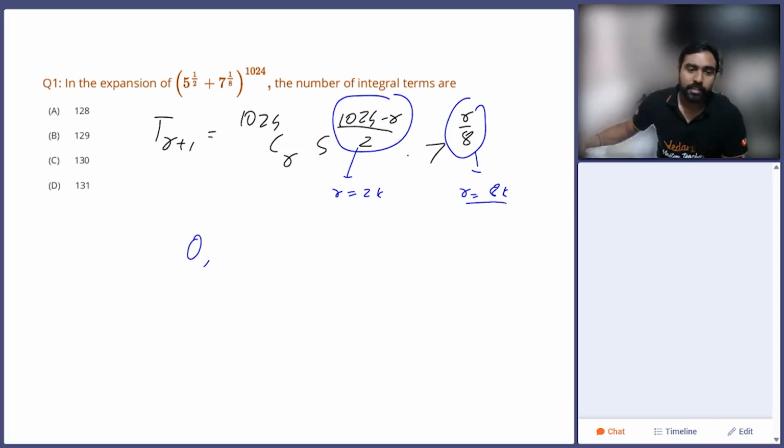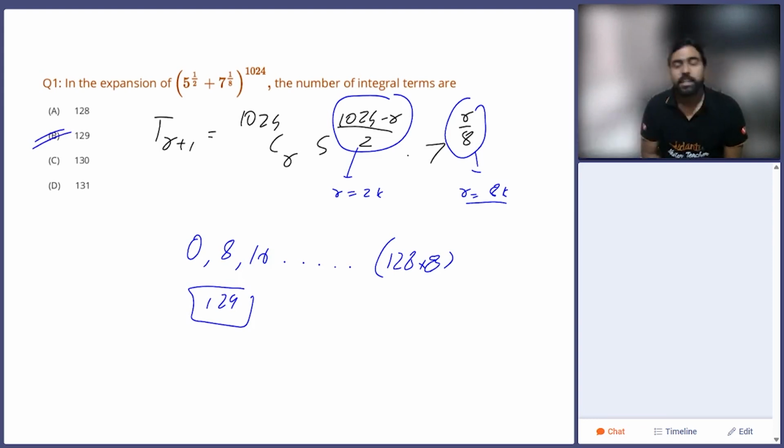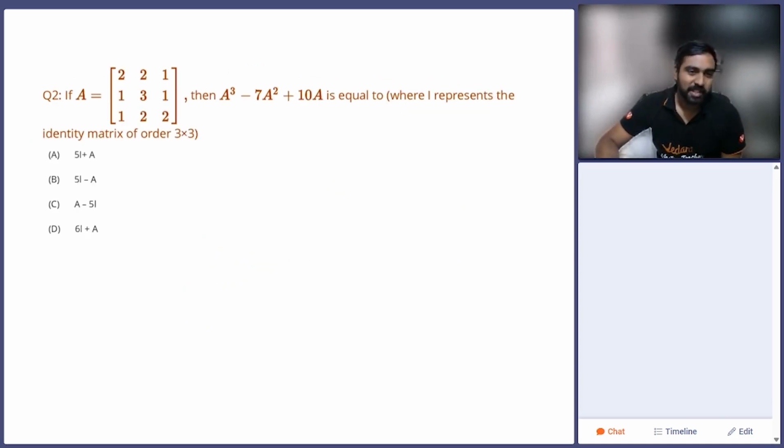So basically what do we have? We have 0, 8, 16, and it keeps on going up until 1024. What is 1024? It is nothing but 128 into 8. So basically starting from 0 into 8 till 128 into 8, how many terms do we have? We have a total of 129 terms, which will be integers over here. Hence the answer is option B for this question. Very simple, straightforward question.